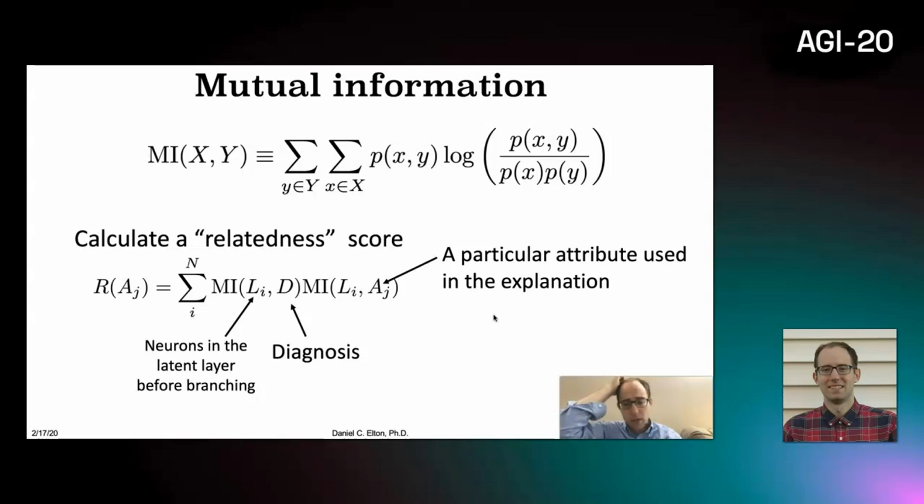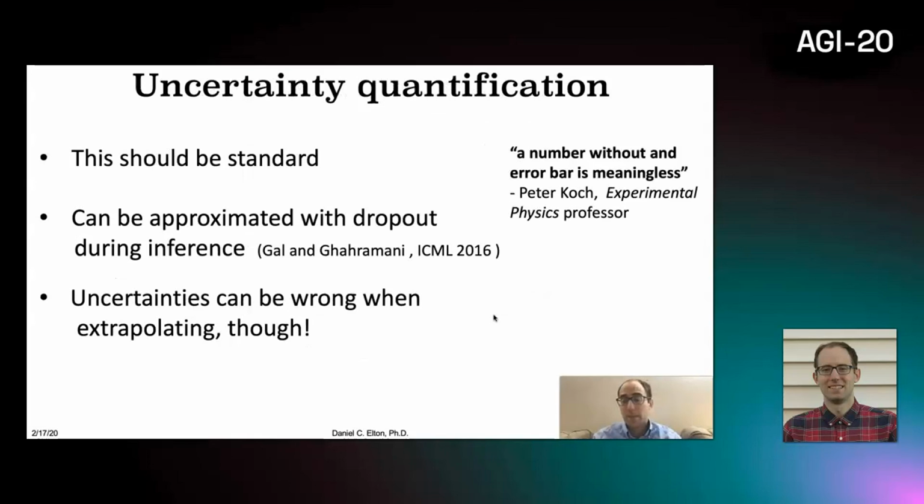And the mutual information measure is very sensitive to any kind of nonlinear dependency. So we look at the mutual information between the diagnosis output and the neurons in the latent layer, and we look at the mutual information of the attributes output and the neurons in the latent layer, and then we look at their overlap. So if there's overlap in the neurons used, that means the attribute in question is related in some way to the diagnosis. And this is just a first attempt at self-explaining AI. In the future, we could probably improve this.